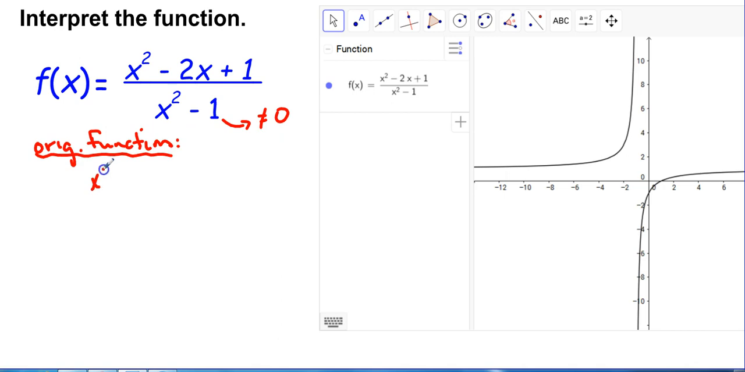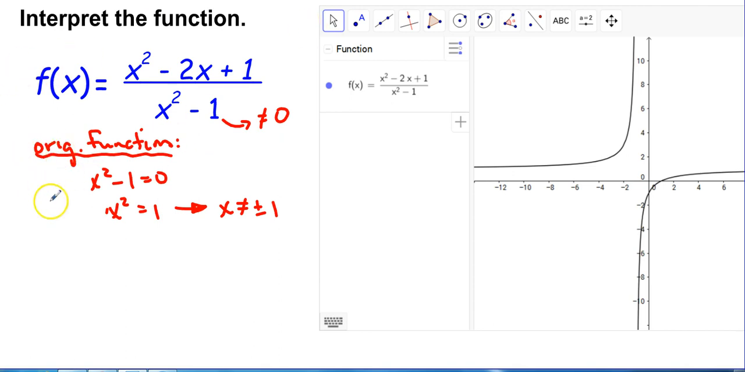So I take the original denominator and set that equal to 0. When I solve this, I get x squared equals 1, and you take the square root of both sides, and you get x cannot be plus or minus 1. So if I plug in a plus or minus 1 there, I'm going to get an undefined value. So that's the first thing I'm going to do.